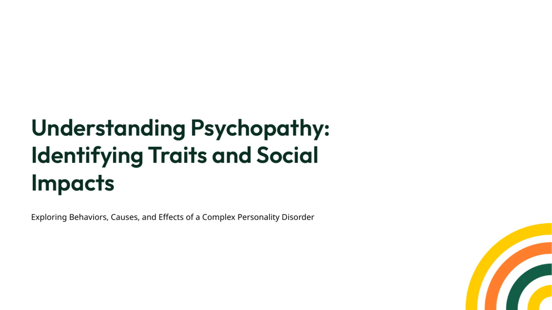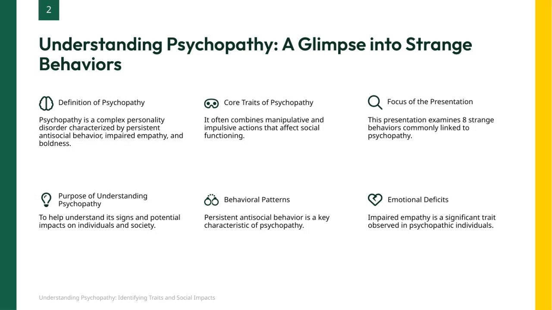Let's get started. Psychopathy is a complex personality disorder that's marked by a combination of persistent antisocial behavior, impaired empathy, and a certain boldness or fearlessness. One of the core traits we see in psychopathy is the blend of manipulative and impulsive actions, which can seriously disrupt social relationships and functioning.